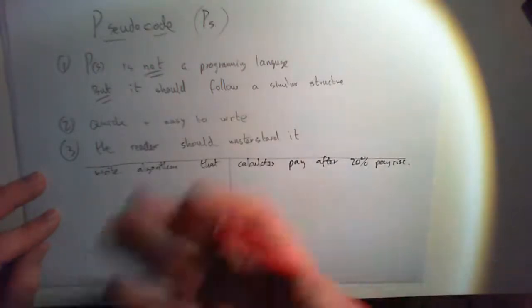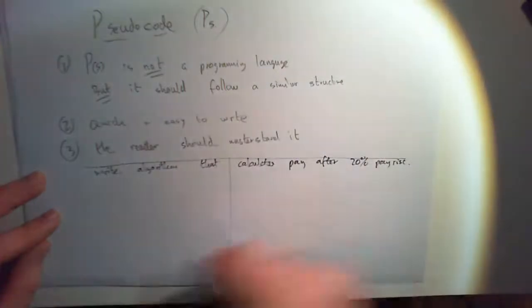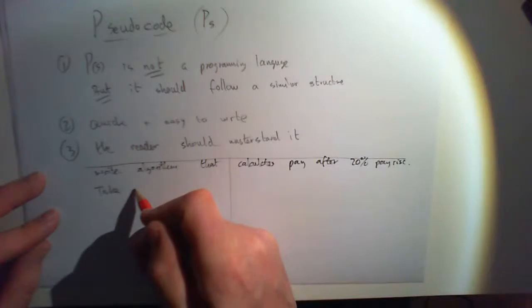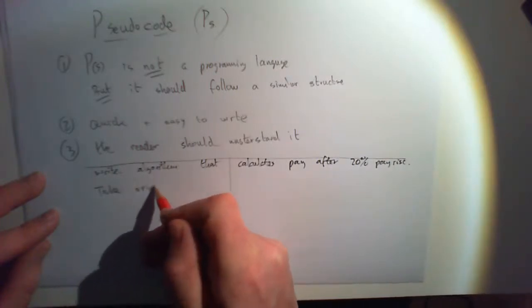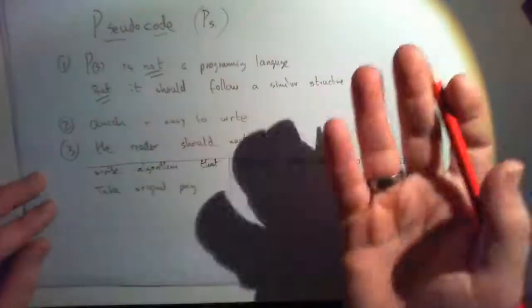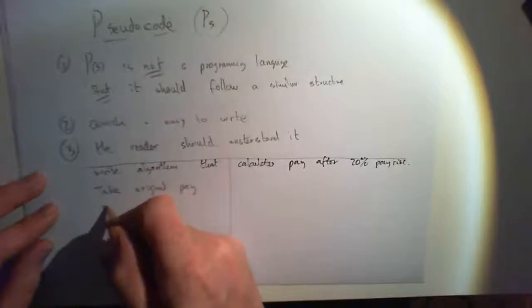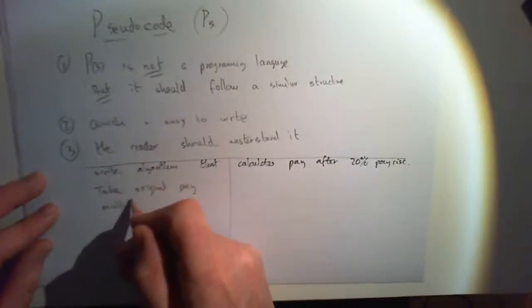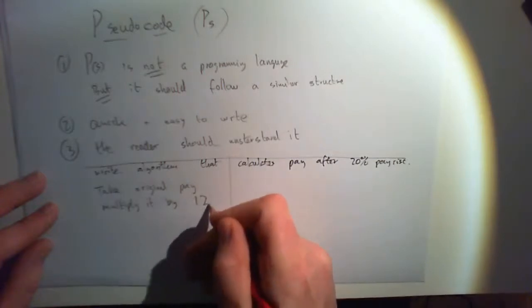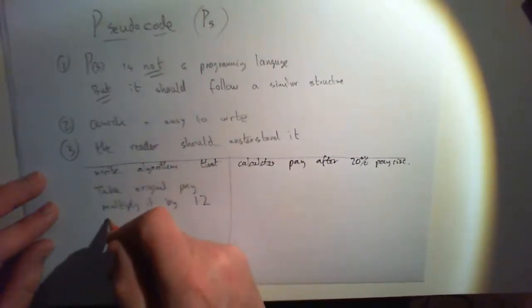So if I was to ask you as a person, how would you do that? Well, what would you do? You would take the salary, take the original pay. And how would you increase it by 20%? Multiply it by, and this is where you use your bit of maths, 1.2, and then show me the answer.